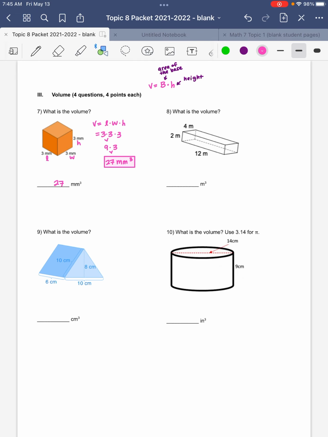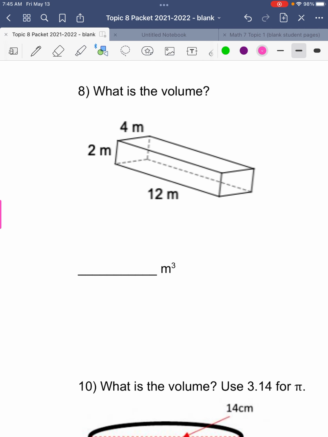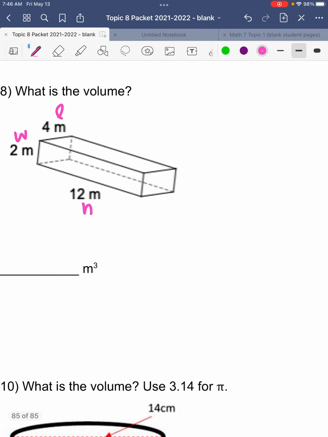Okay. Number 8, what is the volume? So this one's not a cube. It's a typical rectangular prism. It doesn't matter how I label things. So I'm going to say 4 is my length, 2 is my width, 12 is my height. Again, doesn't matter how you label things. So we know to find the volume, I multiply the area of the base, length times width together, and then I multiply that times the height. So my length is 4, my width is 2, and my height is 12.